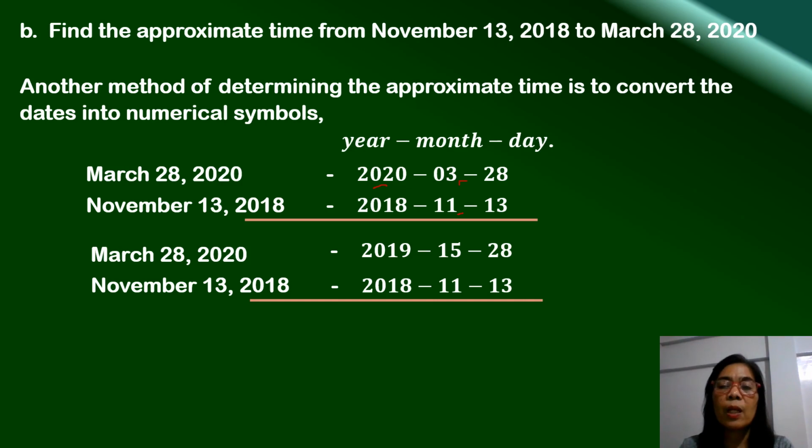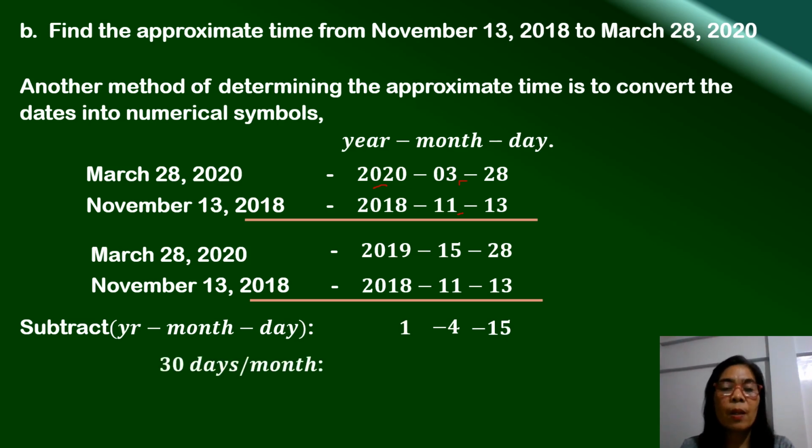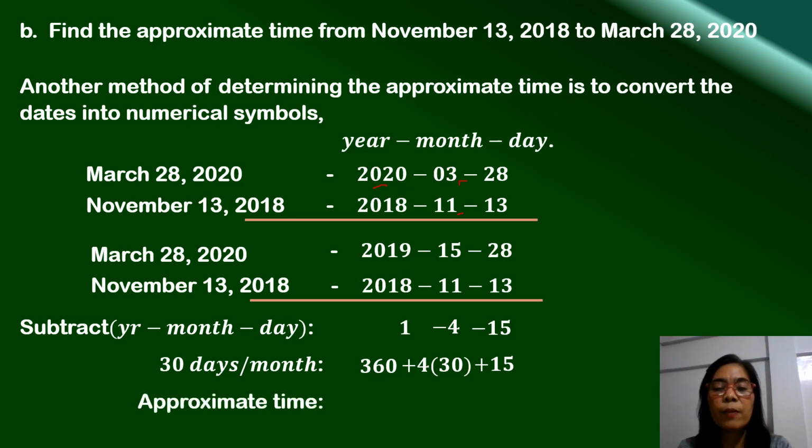So we are now ready to subtract. 28 minus 13 is 15. 15 minus 11 is 4. 2019 minus 2018 is 1. That means we have 1 year, 4 months, and 15 days. So for the approximate number of days, 1 year is 360 days, 1 month is 30 days, and we have 15. So we have 360 plus 4 times 30 plus 15, giving us a total of 495 approximate number of days.